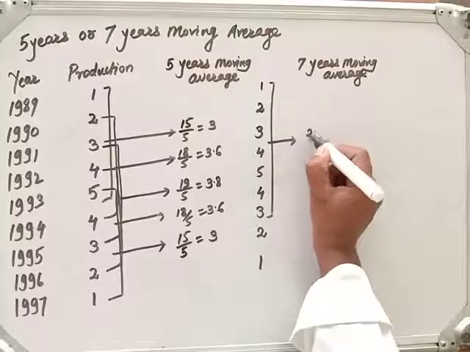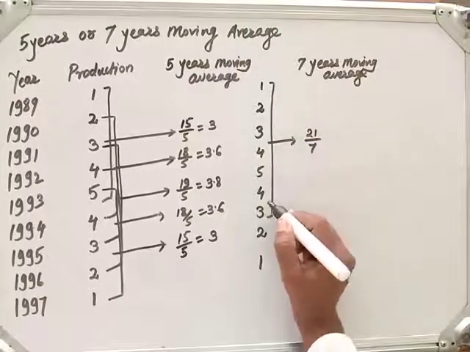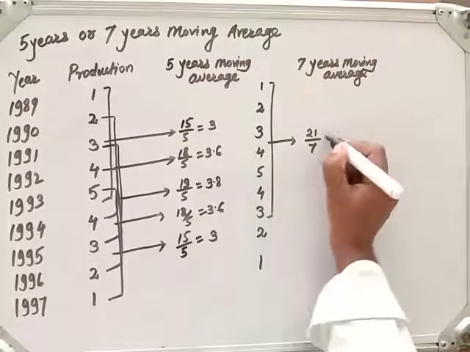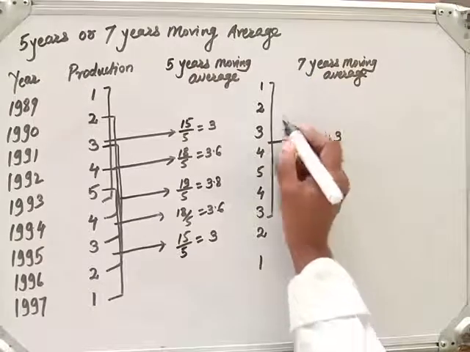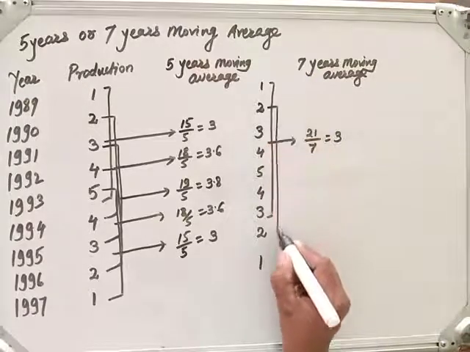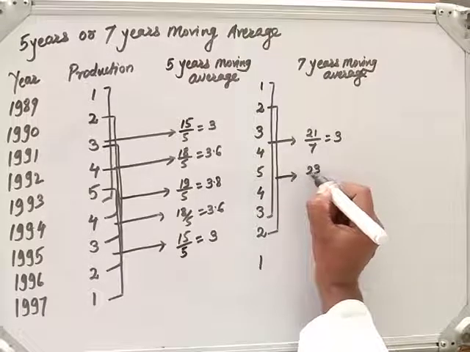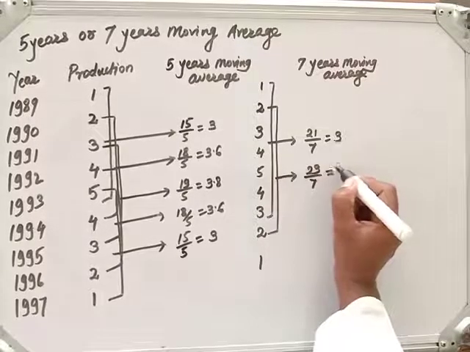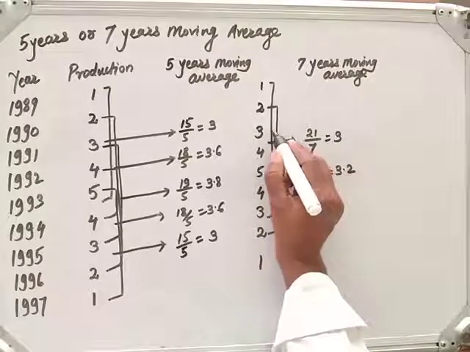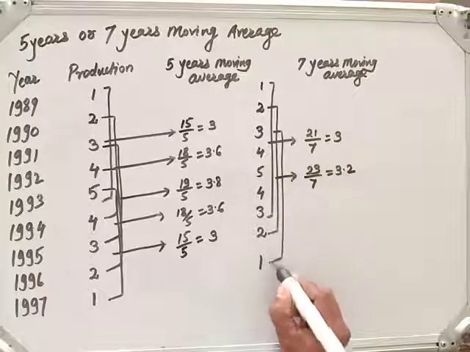So this one gives 21 divided by what? 7, right? 21 divided by 7. So it is 3. Then again the further 7 are these, so that gives us the total 23 by 7. That is 3.2. Then next 7 are these.